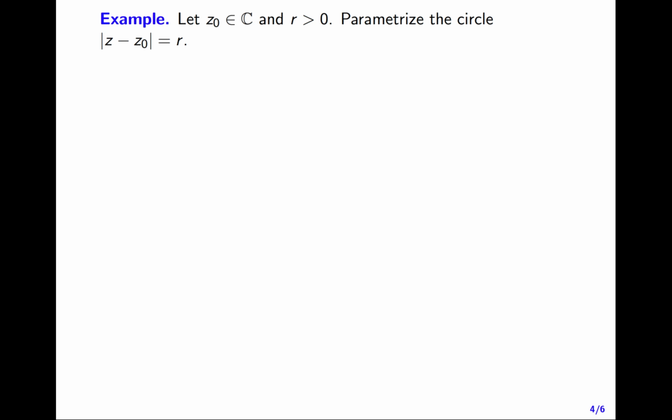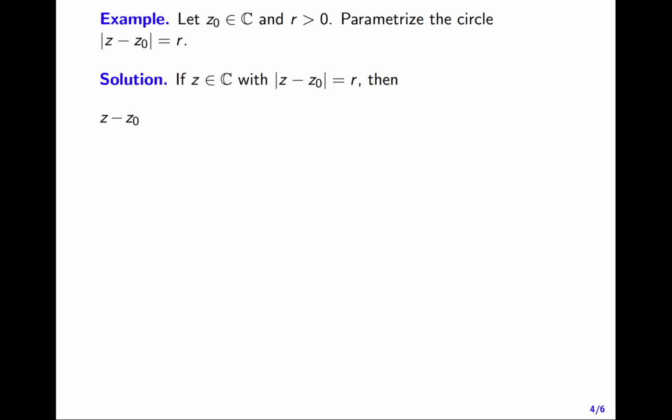Here's one fundamental example. Fix a point z0 in the complex plane and a real number r that's positive. Let's parameterize the circle, which is the set of all points z such that the modulus of z minus z0 equals r.